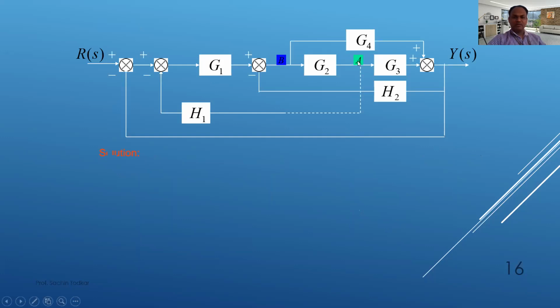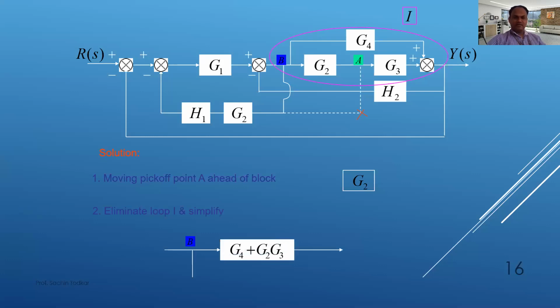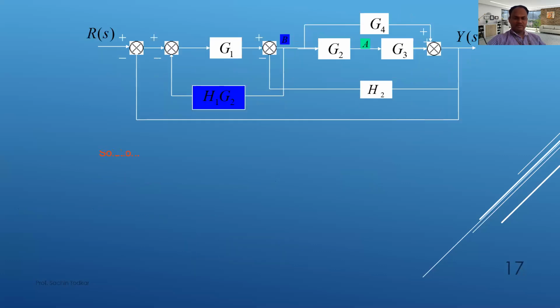So I'm going to shift this A point to B point. If I shift this A point to B point, then I can get the G2, G3 multiplication and I can solve it. So moving pickup point A ahead of the block of G2, I can simplify the first loop, G2, G3, G4, and then I can solve the other things.